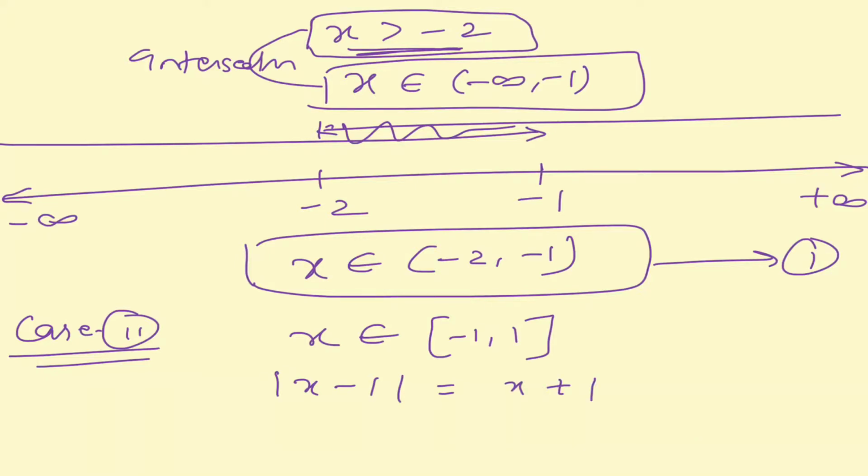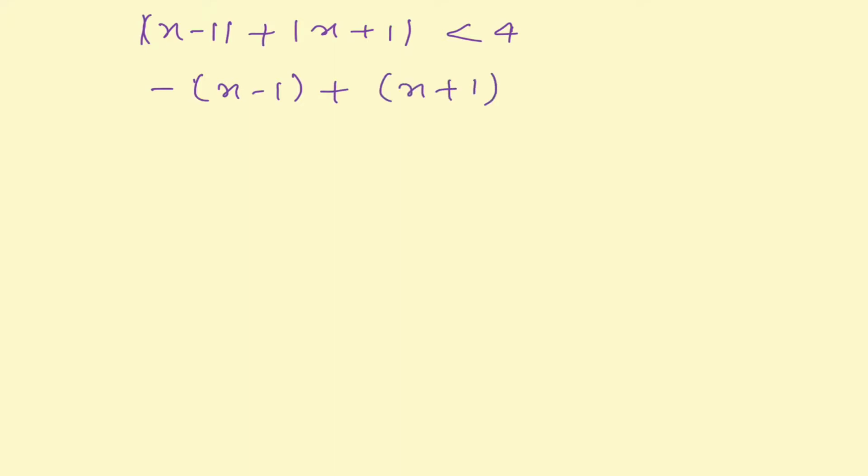X is from minus 1 to 1. It will be negative. And mod of x plus 1 will be positive. So this thing will be nothing but mod of x minus 1 less than 4. This thing will be negative, that is nothing but minus of x minus 1, and this thing will be positive, that is nothing but x plus 1 is less than 4.